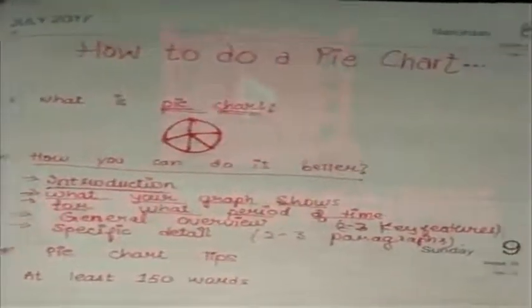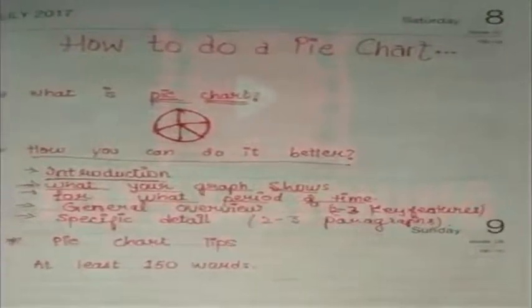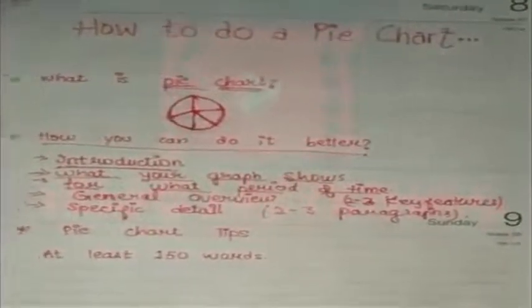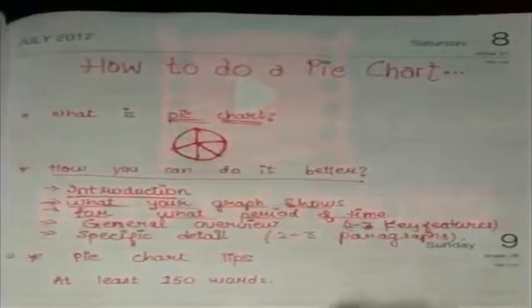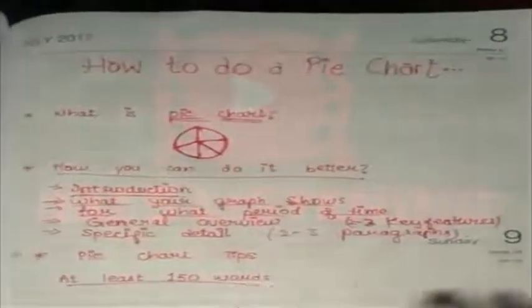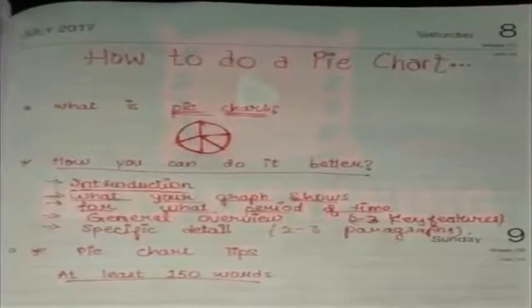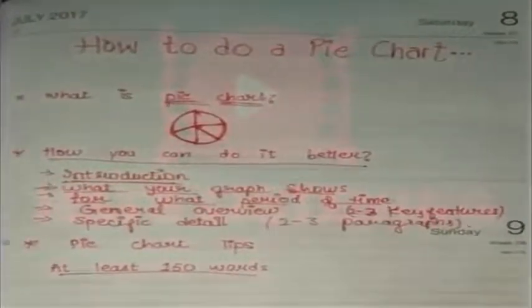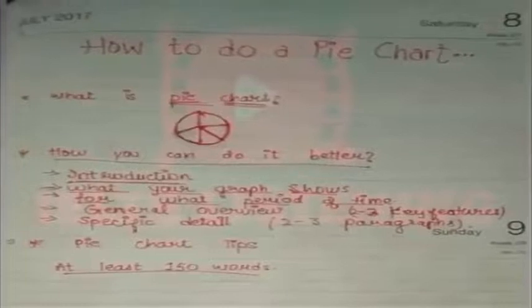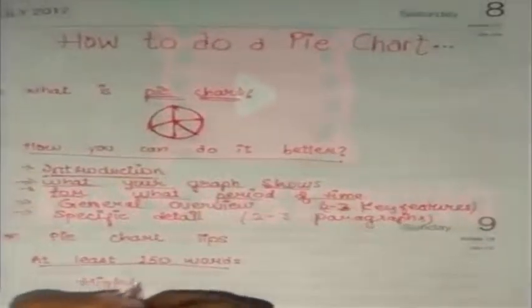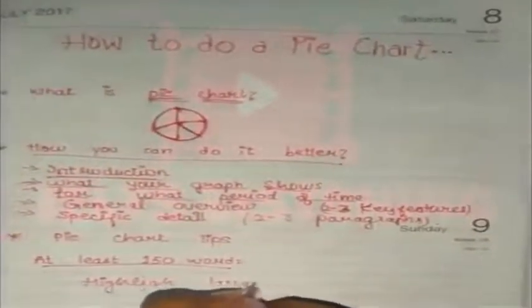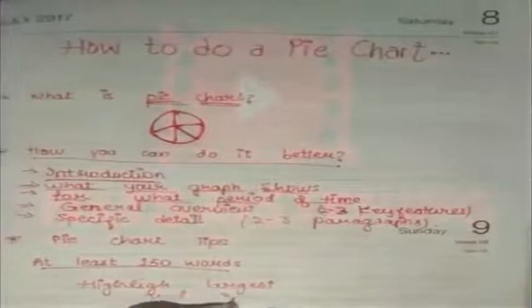Now, I will give you some tips to do it better. Firstly, you have to read the question properly, so you will come to know that you have to write the pie chart answer in at least 150 words. If your words are fewer, your marks can be reduced. So, the first tip is always highlight the largest and smallest proportion. Remember, highlight the largest and smallest proportion.